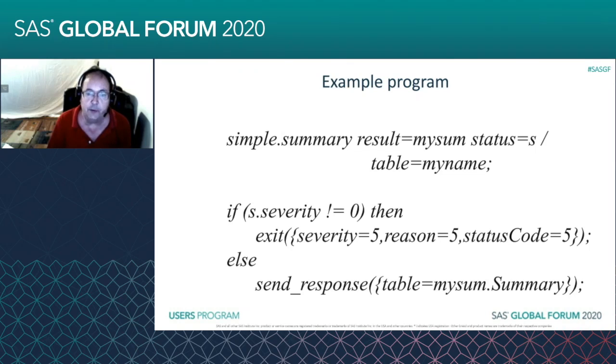Otherwise, if I got a 0 response, I'm going to send a response. And that response, the argument, is going to be a dictionary. I'm going to say table equals my sum.summary. That happens to be the result I want to send back, and that's what I will get back on the client side.